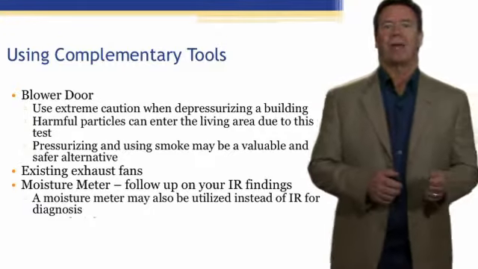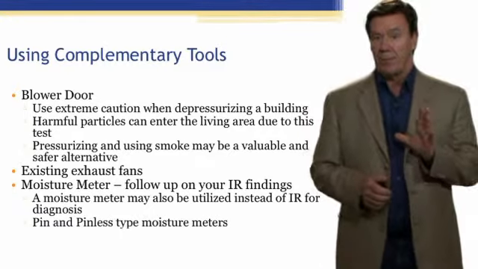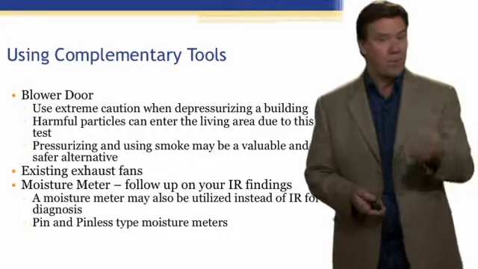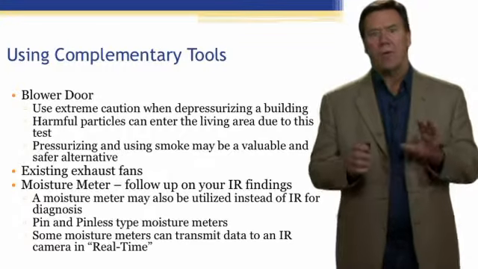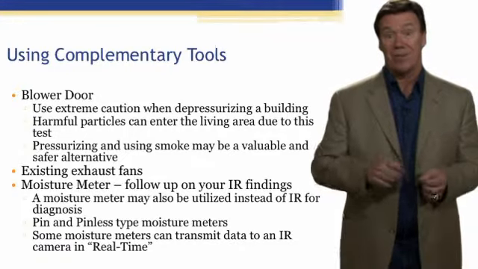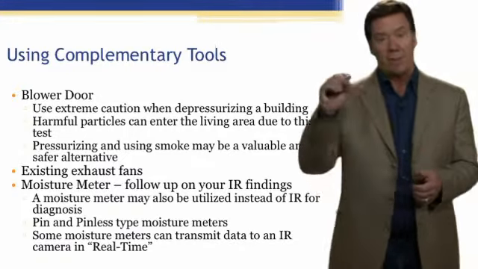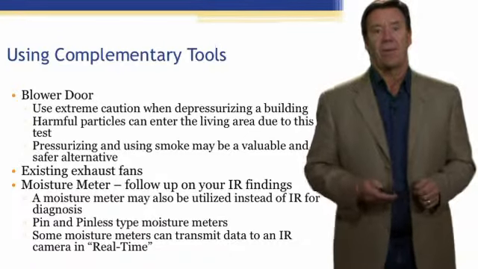Also, a moisture meter is a good idea to have. There's two types of moisture meters. We have pin and pinless. If we do find any signs of moisture, we can use them with the infrared camera. We can use a moisture meter to actually find out what the moisture levels are of these building materials to see if they're abnormally high. And it's important to recognize that some of these moisture meters can even transmit data to the IR camera in real time and actually imprint that on the image. So lots of great tools to use in conjunction with an infrared camera.